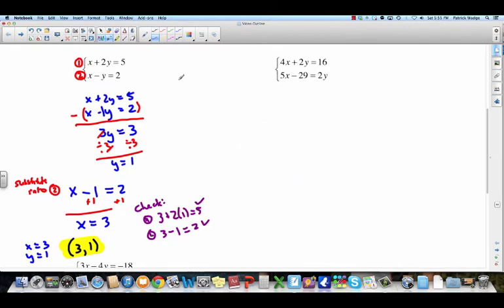Okay? They're all just like that. So, here we go. Second question. I'll just number these 1 and 2. First thing we want to do is write them in standard form. So number 1's already in standard form: 4x plus 2y equals 16.